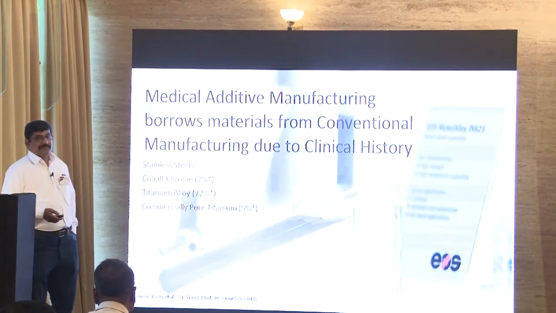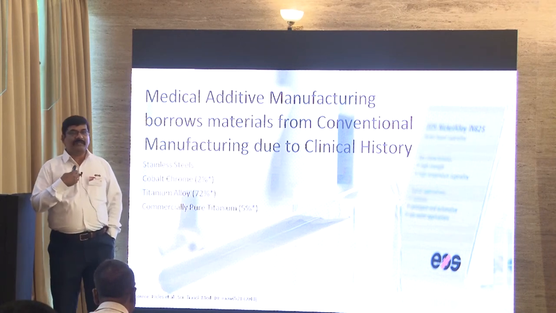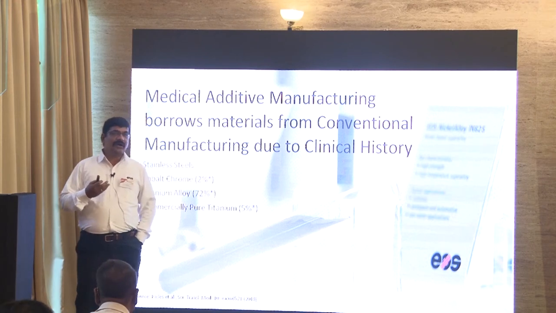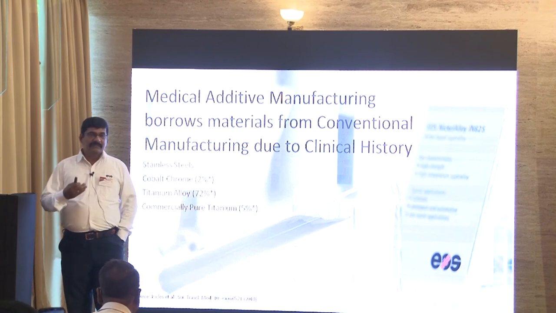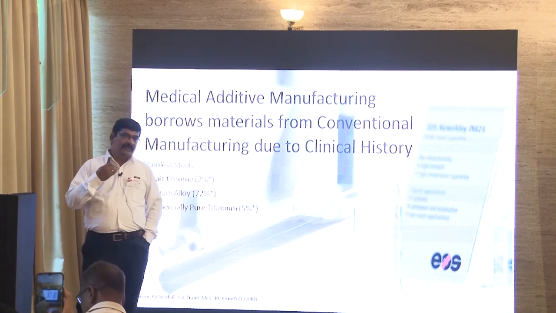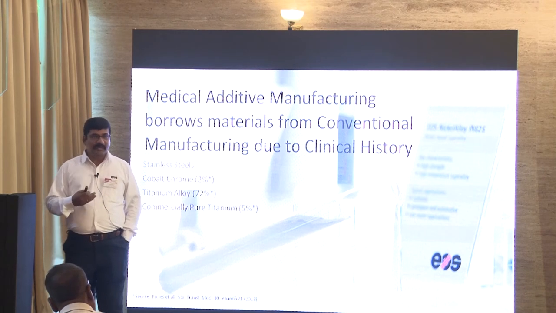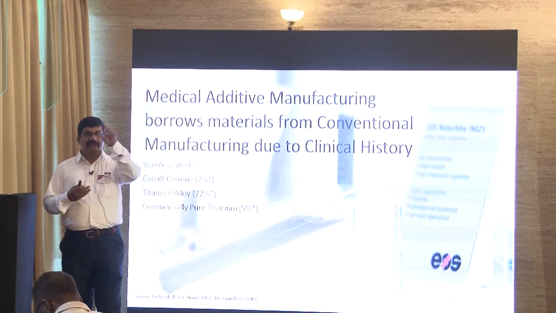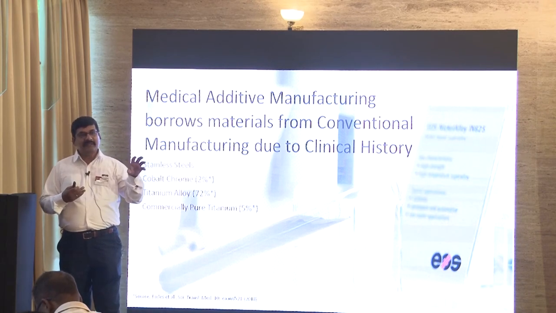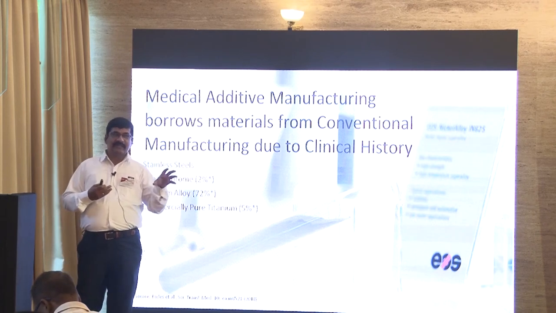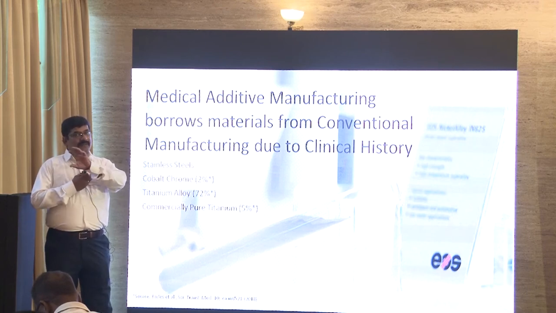What are the materials, which is very important? Because when you are putting an implant into the body, it has a lot of certifications, a lot of tests that have to be done. So the US has a medical material for titanium, which is approved by FDA. That means in the triangle of process, material and machine, the material is already certified by FDA, and the machine has also been certified by FDA.